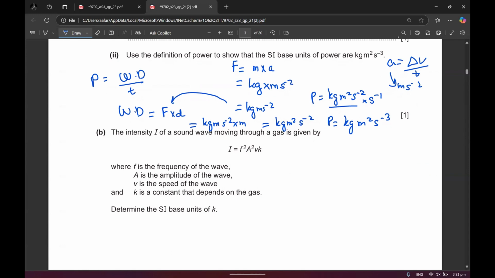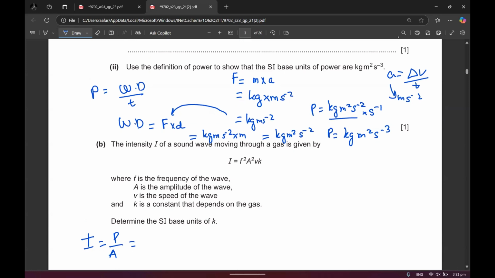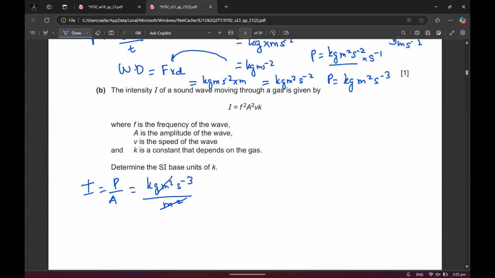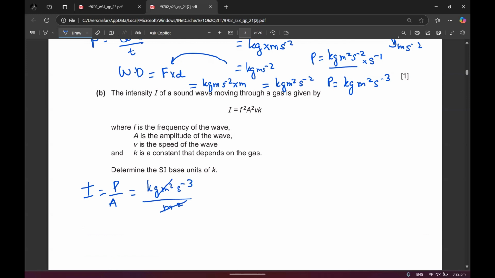So intensity is basically power over area. That we do in waves. Basically, the magnitude of power over the applied area. So power, we just figured it out. It was kg meter square per second cube divided by area. Area is meter square. So meter square cancels out. So we are left with kg per second cube.